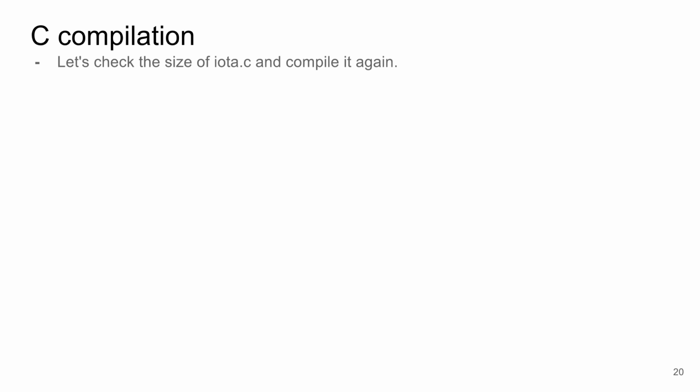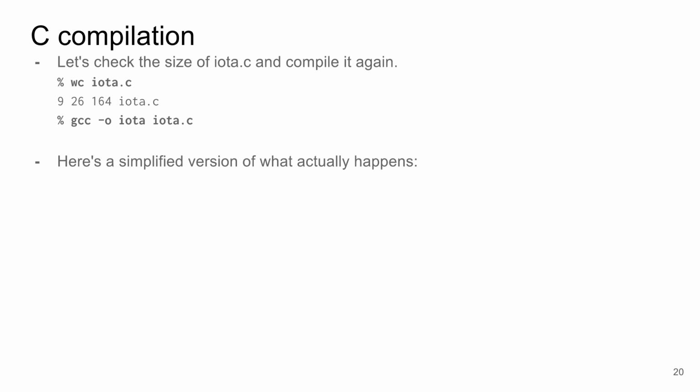So that's just to set the stage so we understand how compilation is working in Java and how that will translate over to C. So first, let's check the size of our iota.c program and compile it again. So we have our iota program, and we see that there are 9 lines in it, 26 words, 164 bytes. And then we compile it again to an executable called iota. Let's walk through what's actually happening when we run GCC.